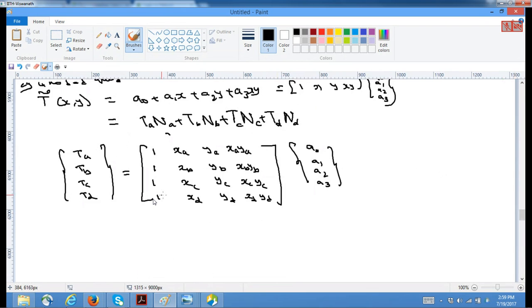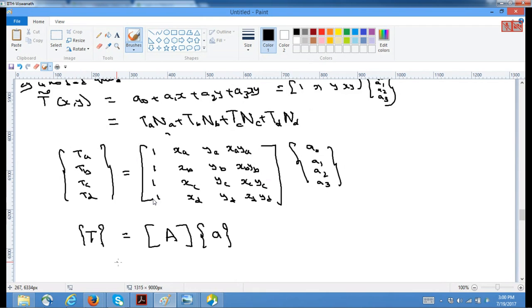d vector, column vector, is equal to, let me call this the A matrix. A is defined through substitution of actual coordinates of the nodes in the basis function. This is your basis function times my coefficient vector. This I call the coefficient vector. But I want to replace my a's and put it in terms of TA, TB, TC.